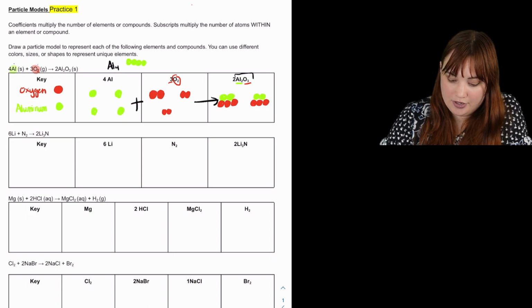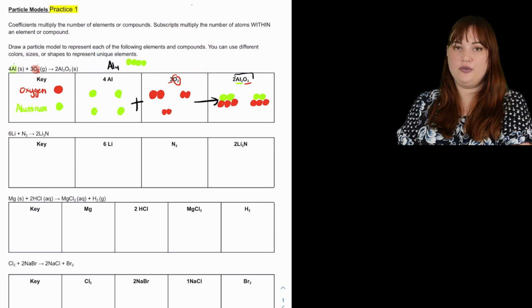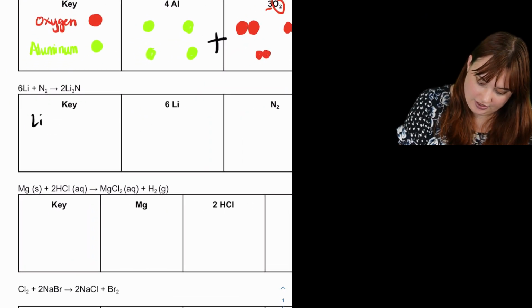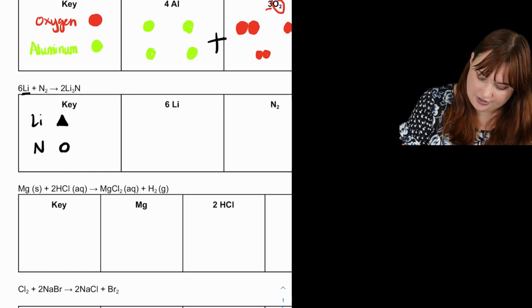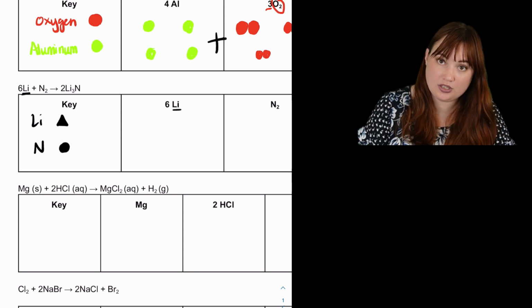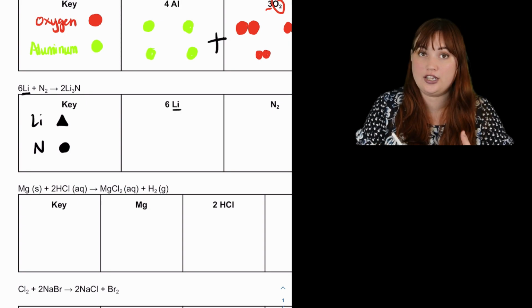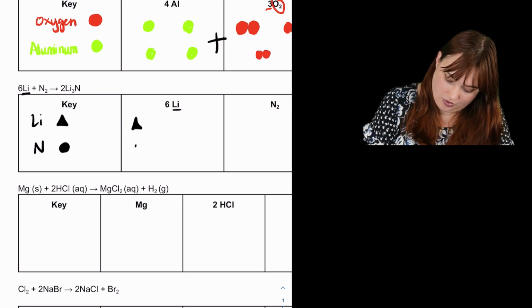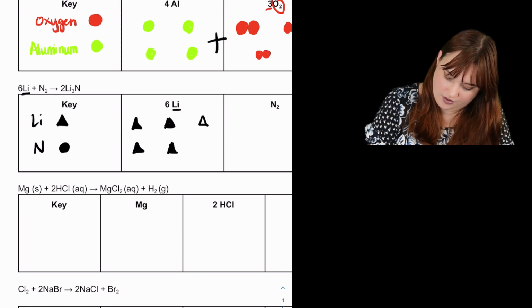Let's try another one. Remember, the first thing is the key. Now, maybe you don't have different colors you can use. You can use shapes. This time let's do lithium as a triangle and nitrogen as a circle. So the first reactant should be 6 lithiums. There's no subscript, so that means these 6 lithiums are not chemically bonded with each other. They're separated lithiums. So 1, 2, 3, 4, 5, and 6.